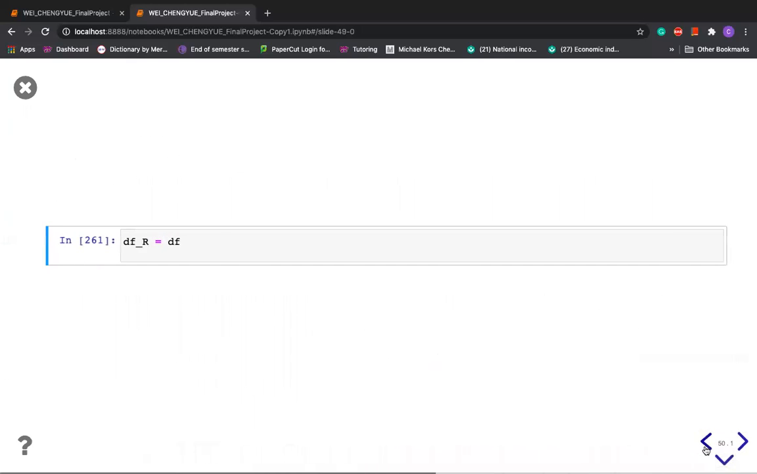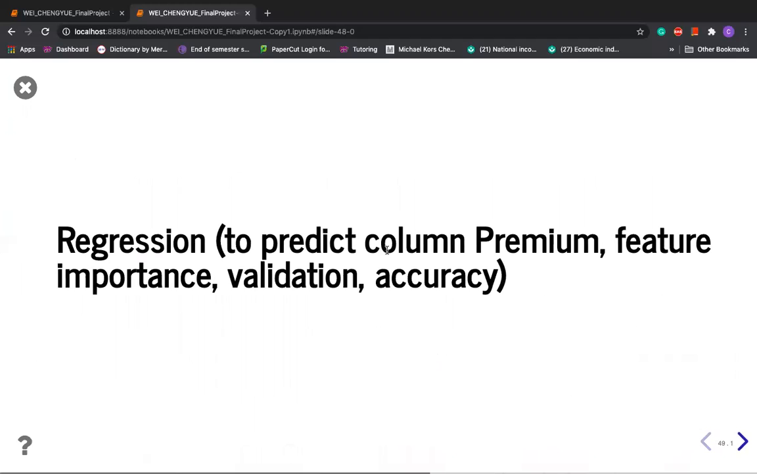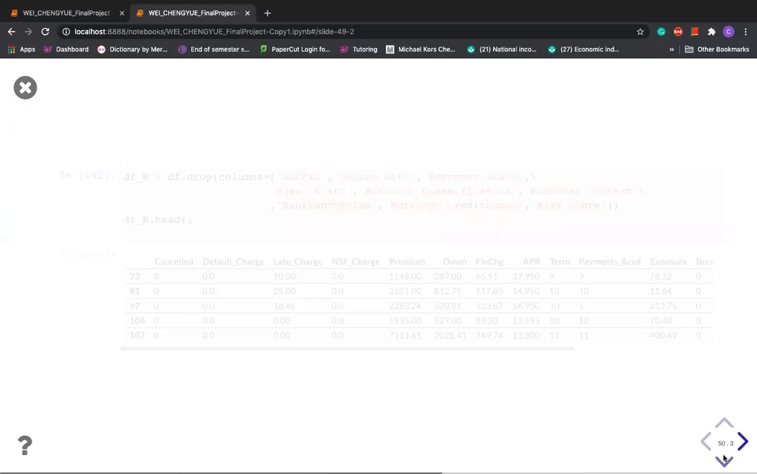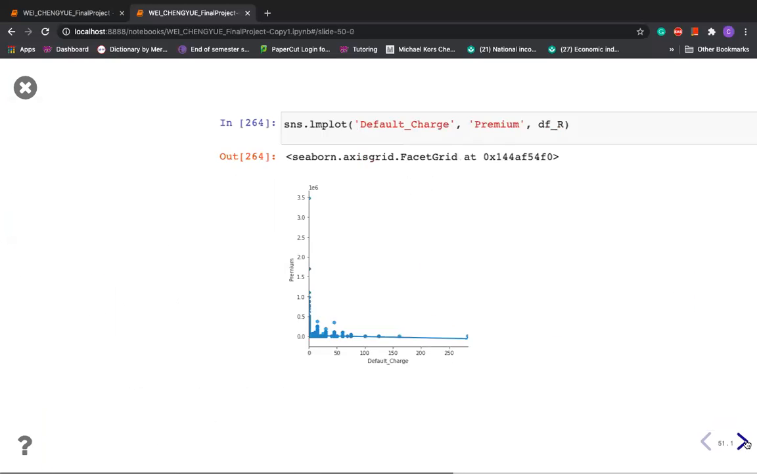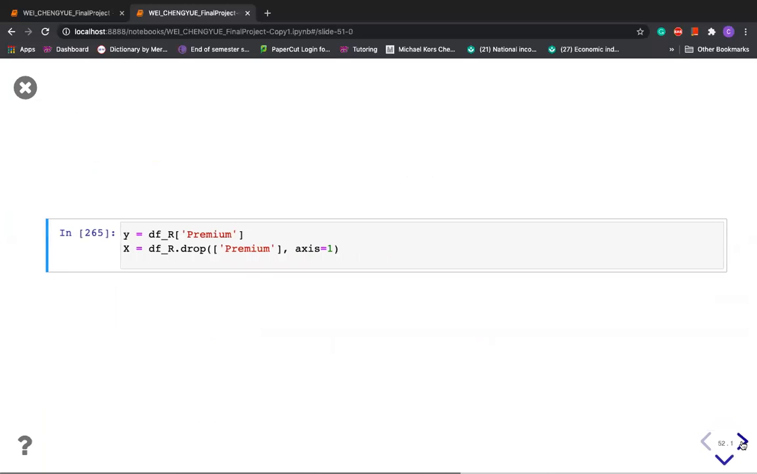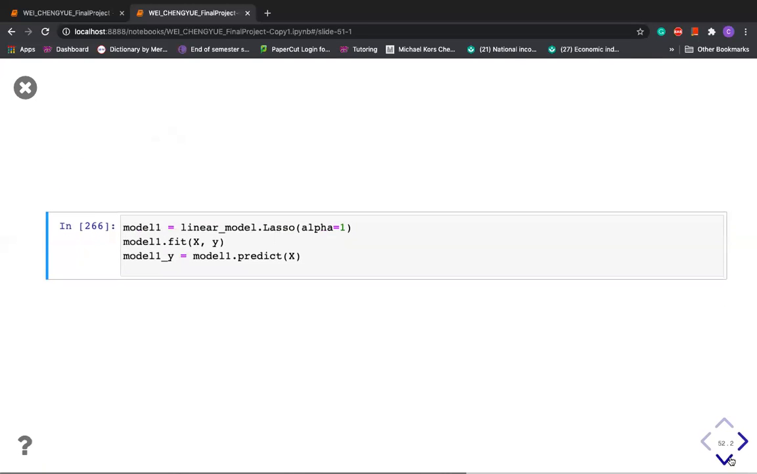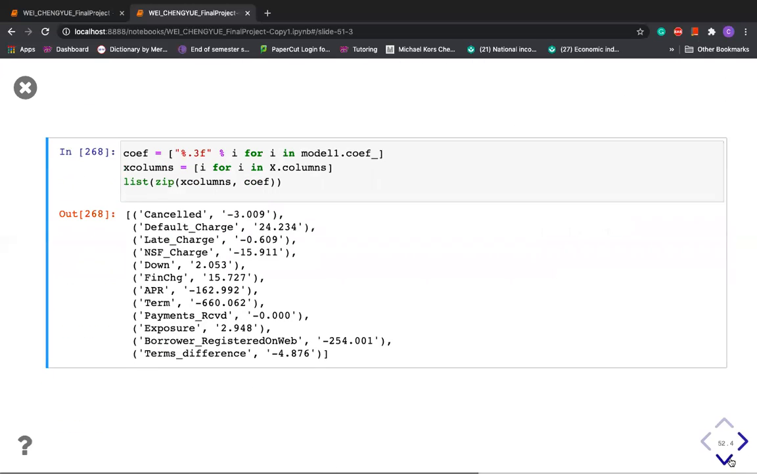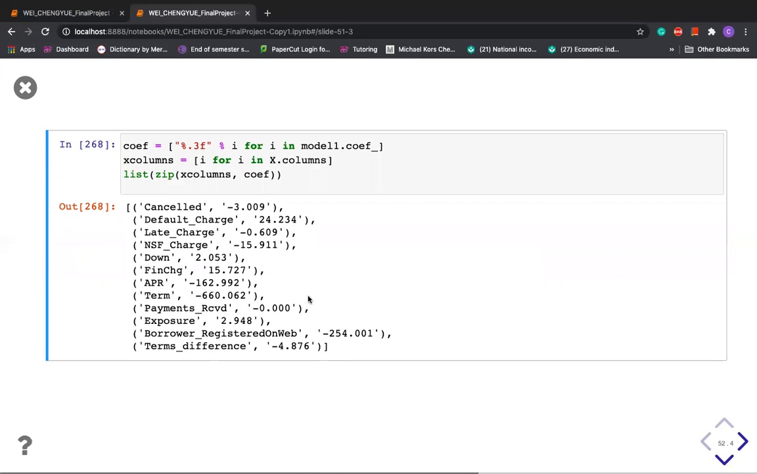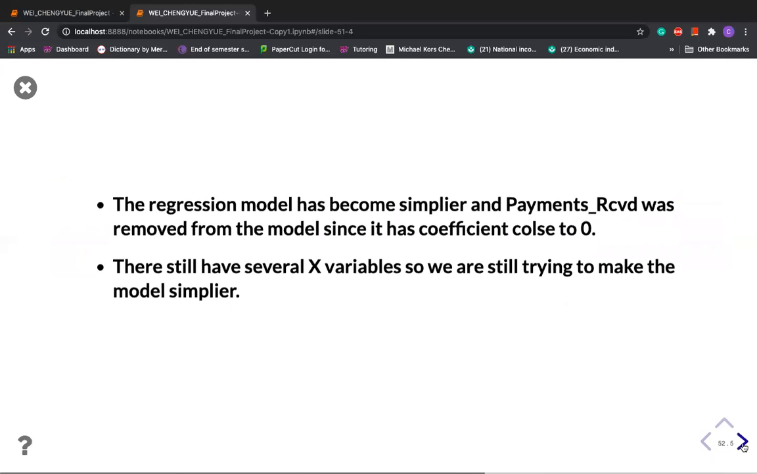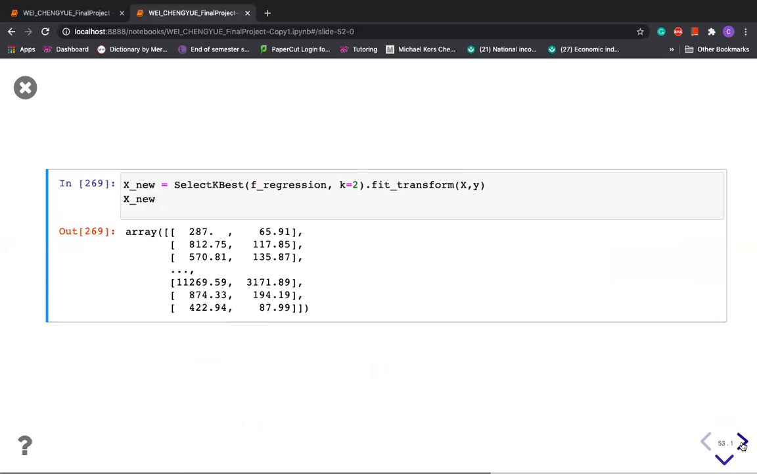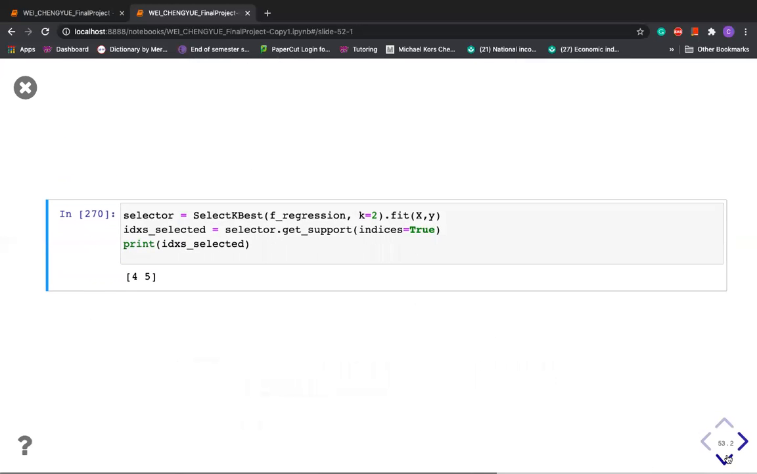And then the next one will be the regression model, and the dependent variable we use here is premium. So we just drop some of the columns and check the data's information to see if it is correct or not. Sorry about that. And then we build the model, and we tried to make the model simpler, but in the end we just dropped the payment received columns. So we are trying to find out the two most important factors impacting our dependent variable. We found out they are the fourth and the fifth.